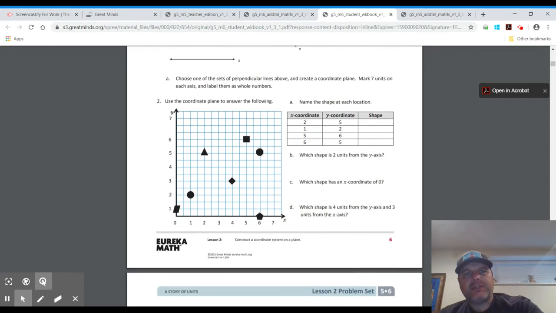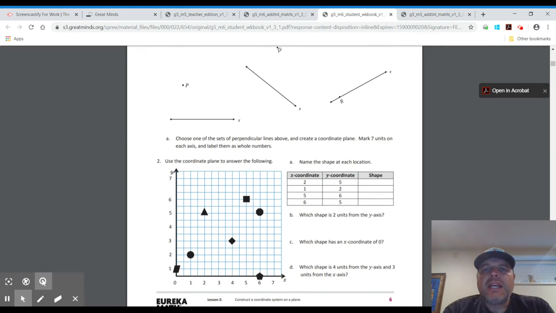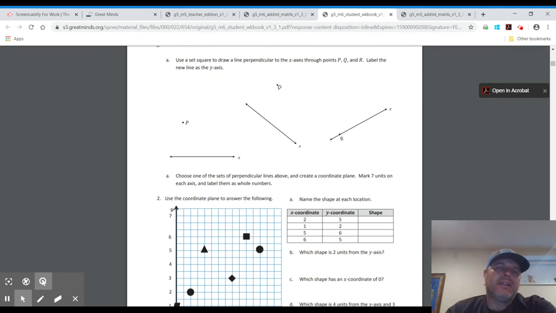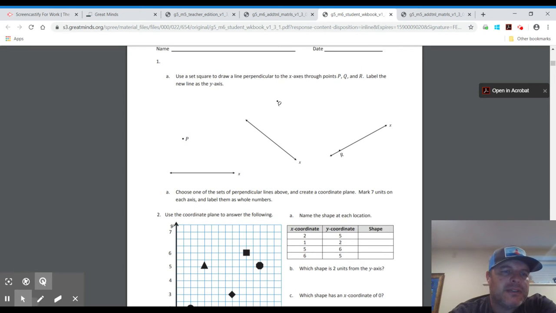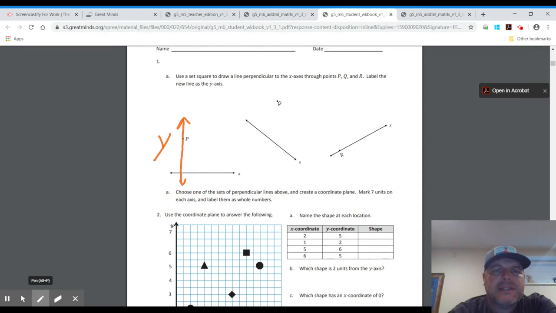And we're looking at number 2 now. Choose one of the sets of the perpendicular lines and create a coordinate plane. Mark 7 units on the x-axis. Okay, let's go ahead and I'm going to do it on this line because it's straight up and down. I did not read that second part of the problem, so sorry. So there you go. This is it. That's the y-axis, and on the other side, this would be the x. Notice that it already says x, so that's the x-axis.